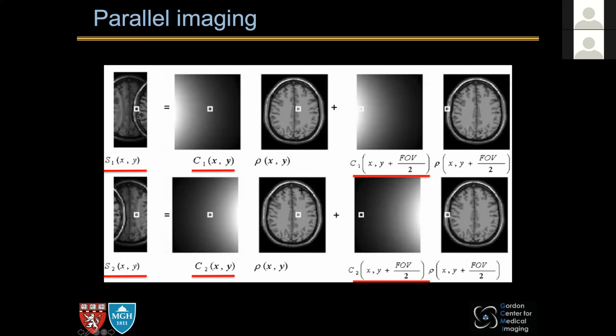This is the basic principle of parallel imaging, which is also very widely used in current MR scanners for accelerating imaging speed, for accelerated MR data acquisition.